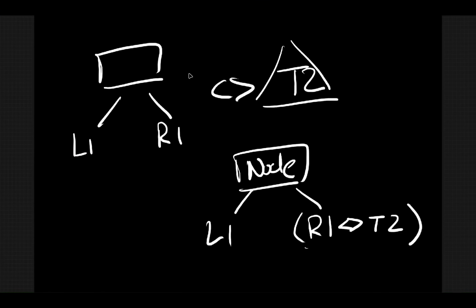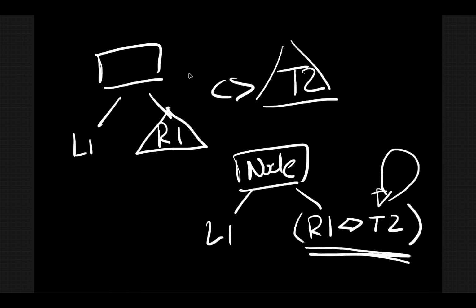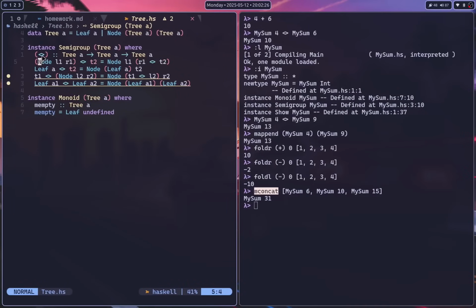Now this is a recursive function because it recurses on itself. It will call itself on R1, because R1 is also a tree. So this is a tree and a tree. Would you look at that? We go back to a function and it recurses onto itself.